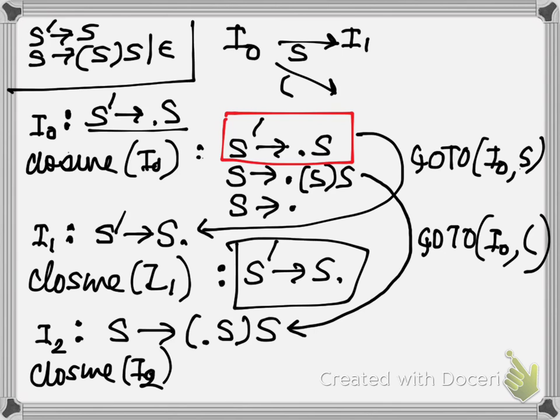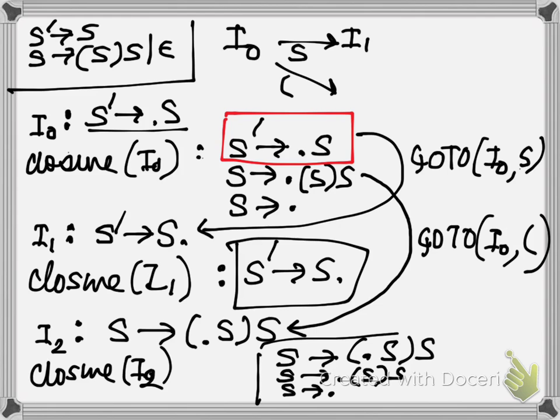Closure of I2 will contain itself, S derives parenthesis dot S. Then again, from rule number 2, the dot is before S, so all productions of S with a dot in the beginning. So what is this? This is the closure of I2. For the third production in I0, there's nothing to move because it is already at the end, so you cannot go anywhere else.